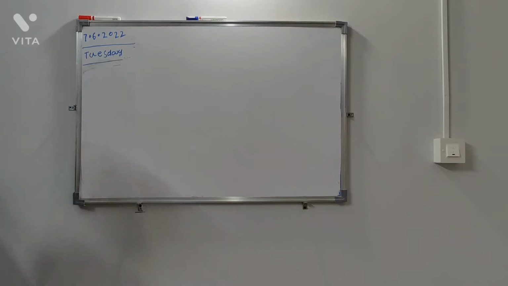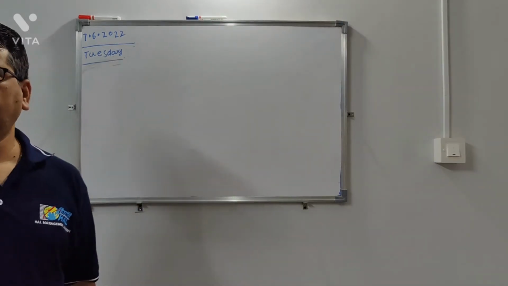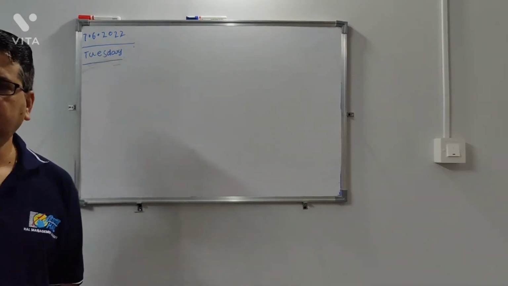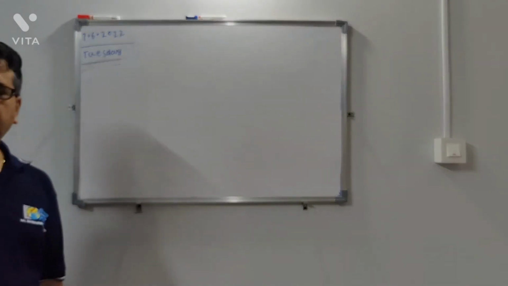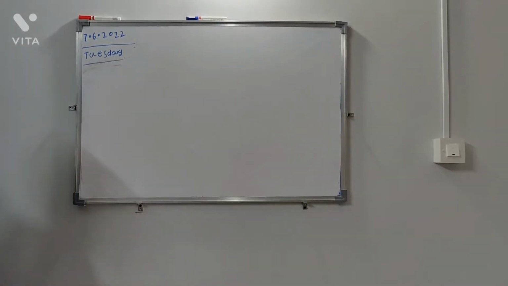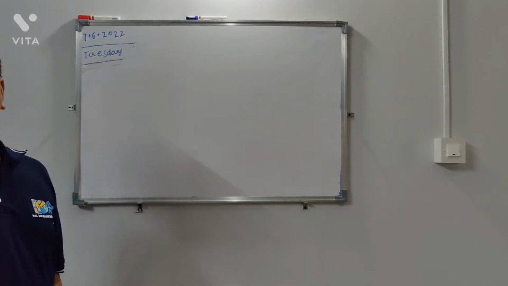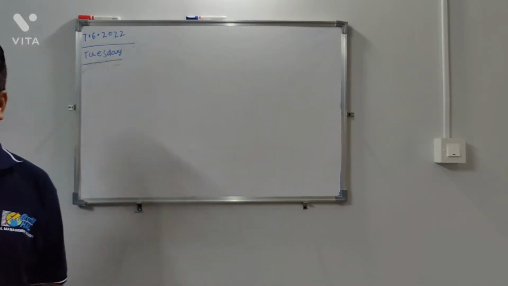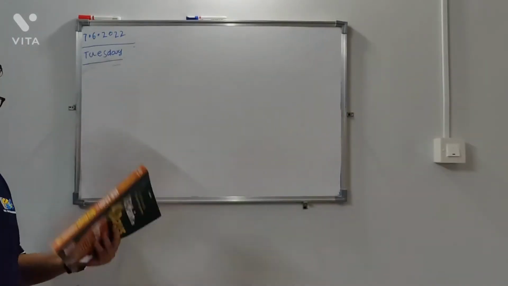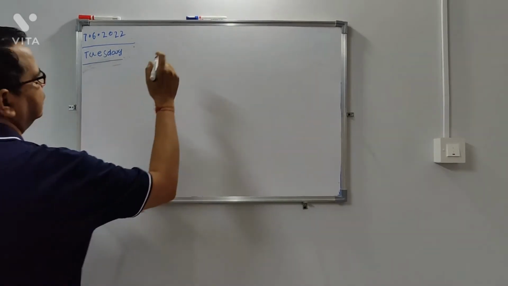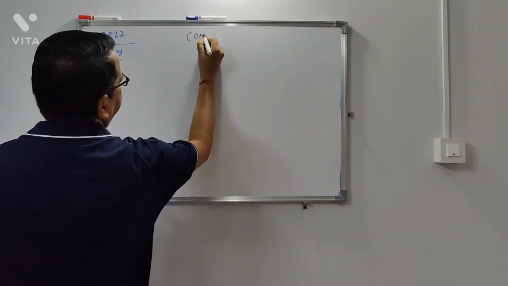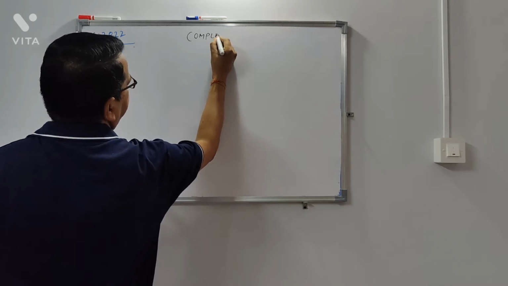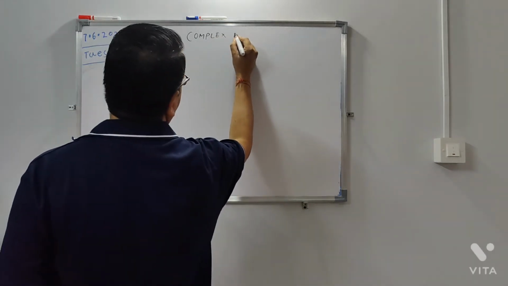And then come the integers, like 1, minus 1, 2, minus 2. These are integers, including 0. These are all integers. So natural numbers are a subset of integers, right? Then, today we'll do complex numbers. Before that, I am just introducing you to the number system, okay?